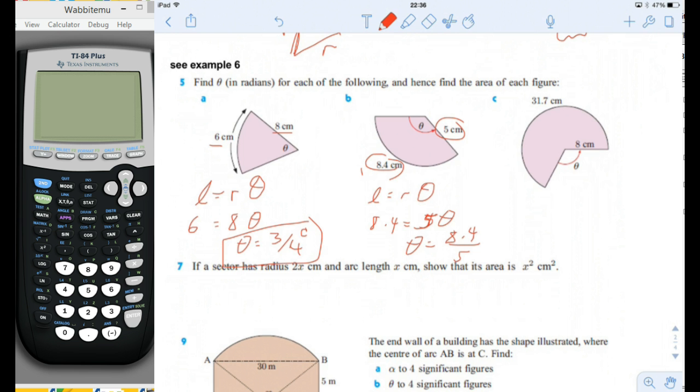Now here, same thing, L equals R theta. This time R is 8 centimeters, and L is 31.7, and theta is unknown. We just divide that out, and we can find the answer for theta again.